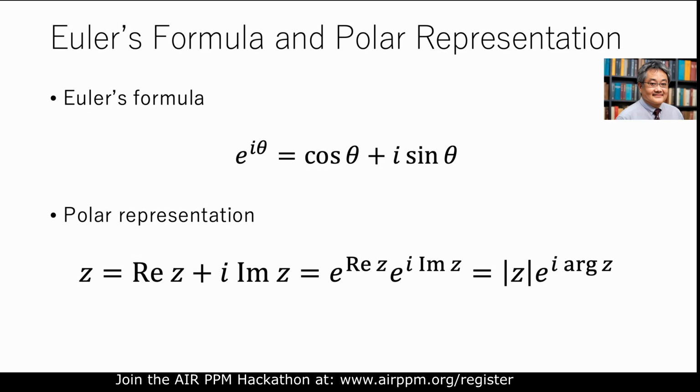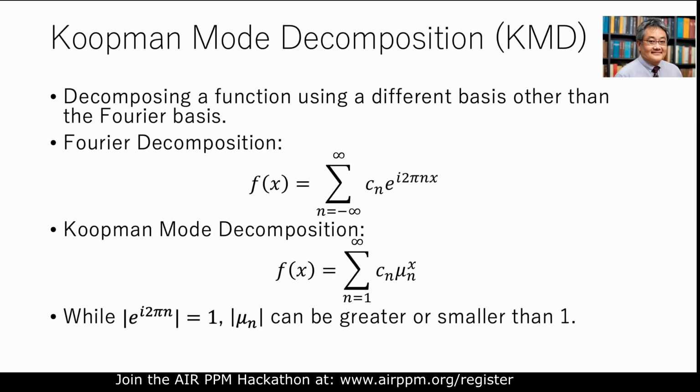The fact that the basis functions for FD are trigonometric functions follows from Euler's formula, often regarded as the most beautiful mathematical formula ever discovered. Additionally, the polar representation of complex numbers plays a crucial role in understanding KMD. Koopman mode decomposition, like Fourier decomposition, provides a way to decompose a function, but it uses a different basis.